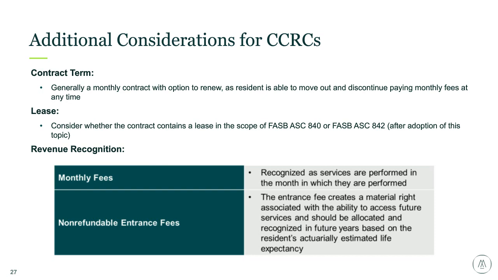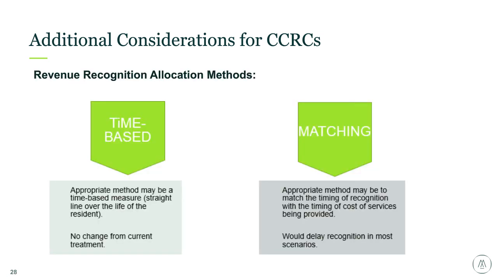And as we just mentioned, the non-refundable entrance fee creates a material right associated with the ability to access future services. And there are two acceptable methods of amortizing the fee into revenue, which are shown on the next slide. The first is a time-based method, which is similar to current practice. The fee would be allocated in an equal amount each month over the expected life of the resident, since the nature of the performance obligation is to provide services when and as needed each month for this duration.